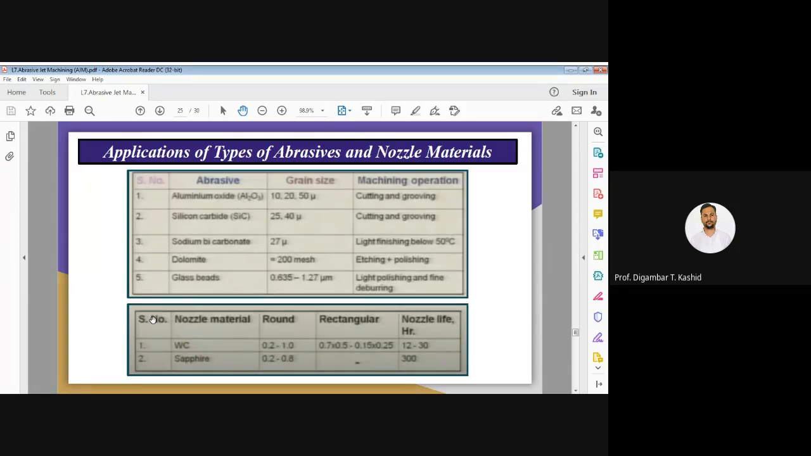Then silicon carbide, SiC, having 25 to 40 micron grain size. That abrasive type we can use for cutting and cleaning purposes.